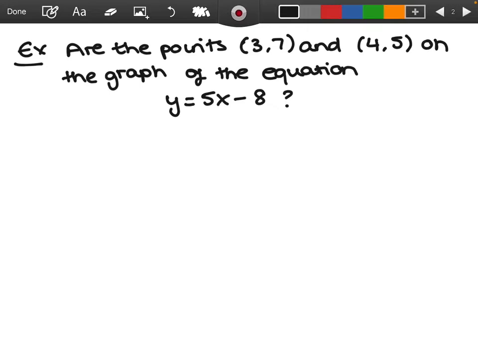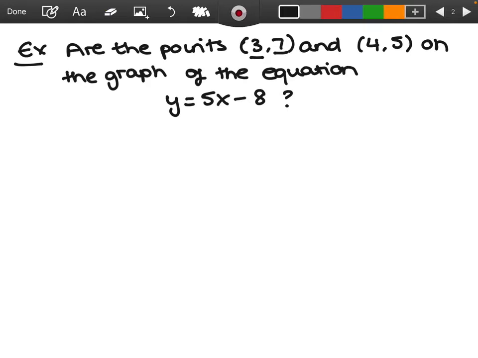Okay, so to see whether this would actually end up being a line, a linear function, if I were to actually draw this line, y is equal to 5x minus 8, if I then plug these points in, so if I plug in x is equal to 3 and y is equal to 7, and this equation is satisfied, it tells me that that point would lie on the line on that xy plane. Okay, so let's start with 3, 7.